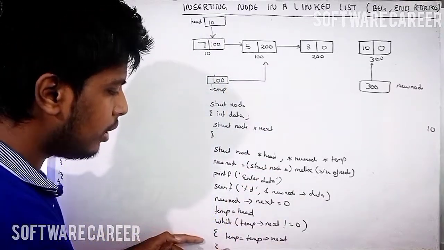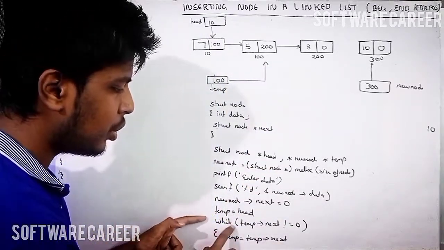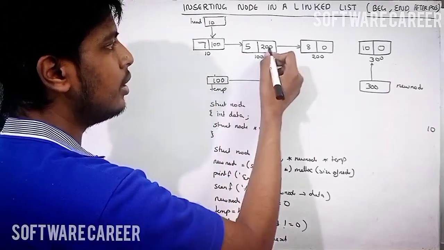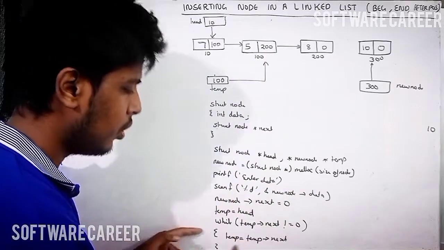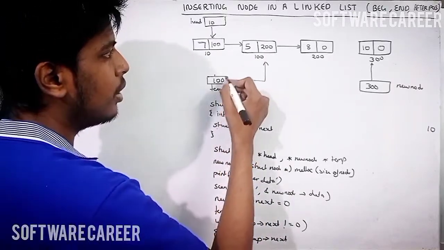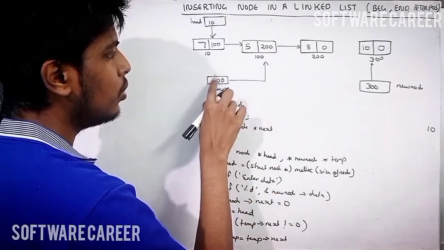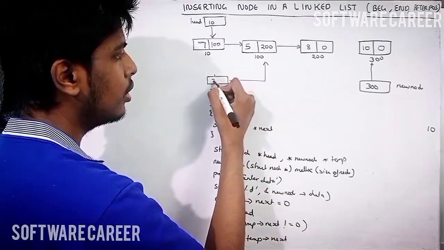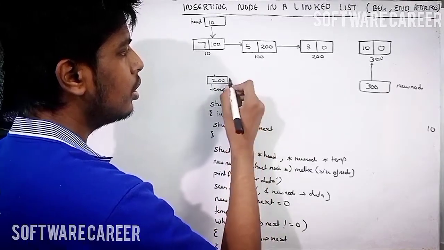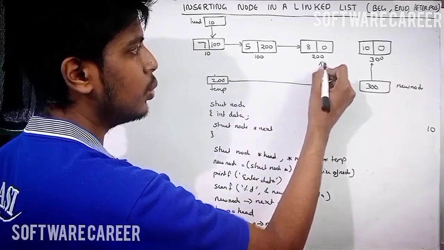Now again repeat the step. You are checking whether temp next is not equals to 0. Temp is 100, 100 next is 200. It's not equals to 0. So you enter into this condition. Temp equals to temp next. So temp is 100, 100 next is 200. So you are updating it to 200. So this pointer is pointing to the third node, which is having address 200.